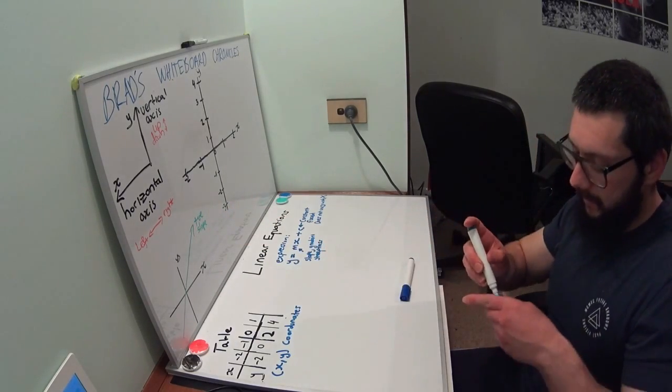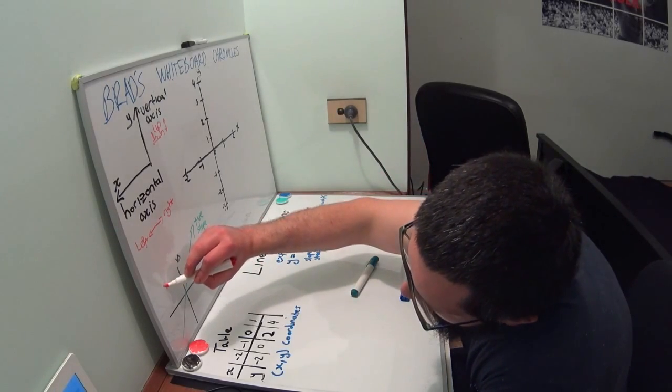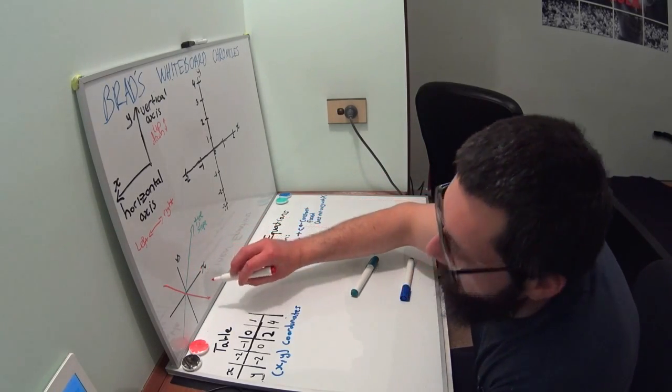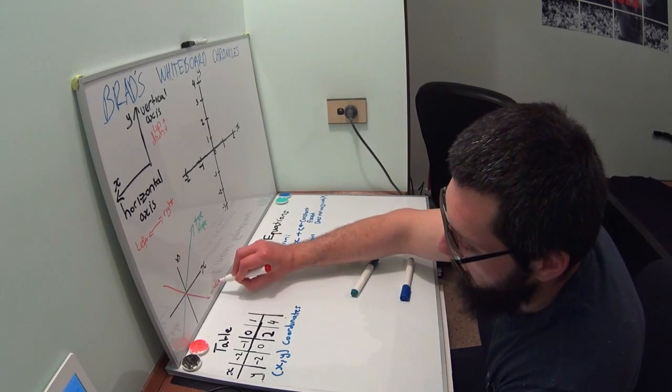Negative slope, on the other hand, looks like this. So when x increases, y decreases. That's negative slope.